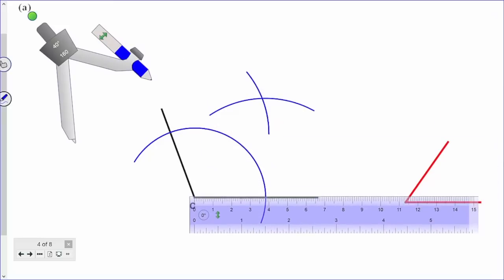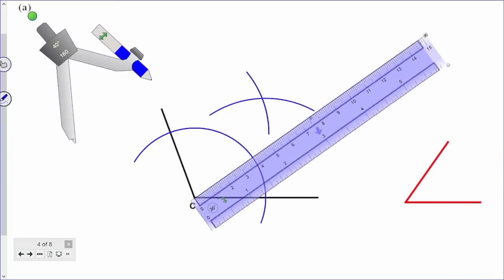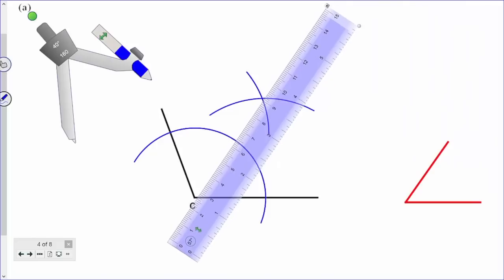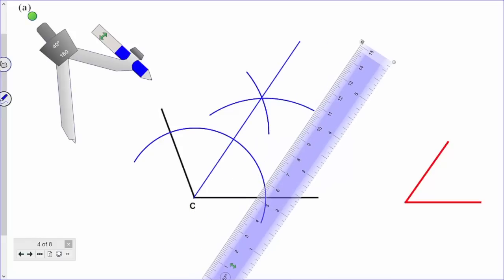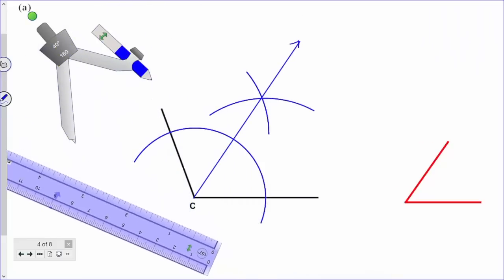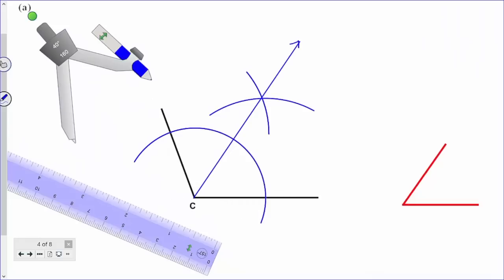Bring this down. Let's draw a line through vertex C, through that. I'm going to put a little arrow on it just because I like it. And then I'm going to rotate my ruler, and I have my angle bisector.